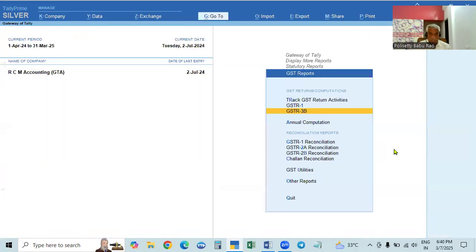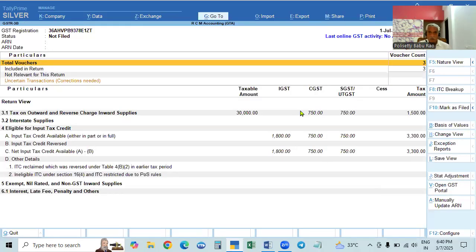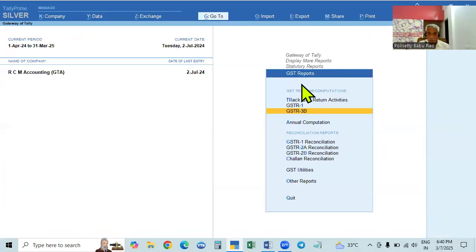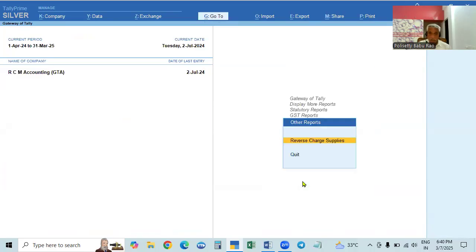How will we create it? Come back. So here, the GST reports. If you click TB, you will get TB or one. Come back, and here GST reports. At the end, you see other reports. If you click, you will know. There will be many items, but one is there here.